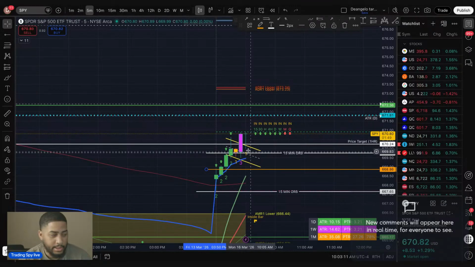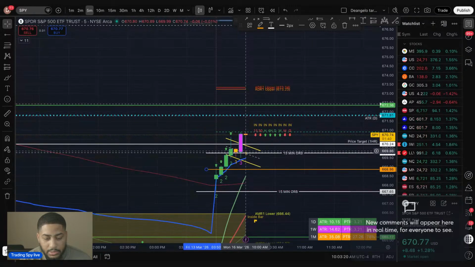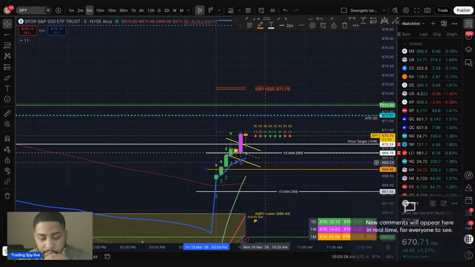I'm not gonna lie, y'all, we got some bulls in here. They're trying hard to buy it up, but I'm still trying to be cautious. You know, this is not my style. I do not like chasing. I just can't do it.